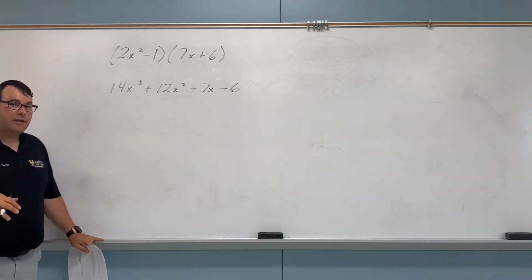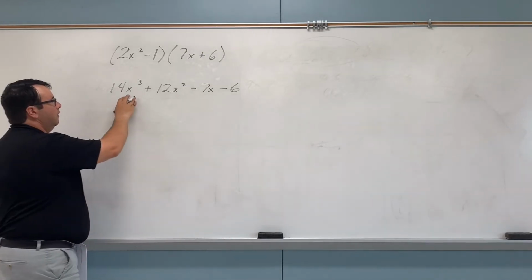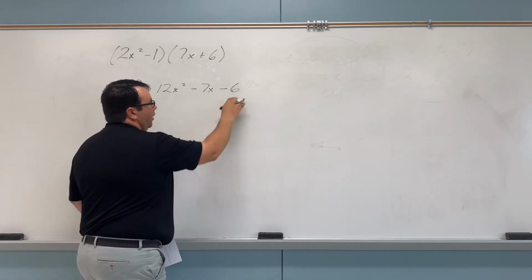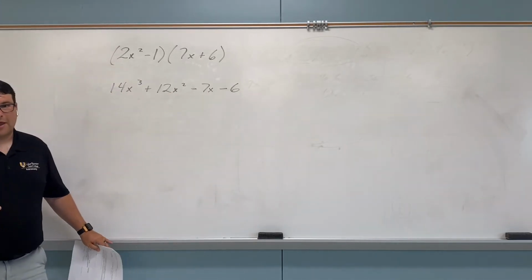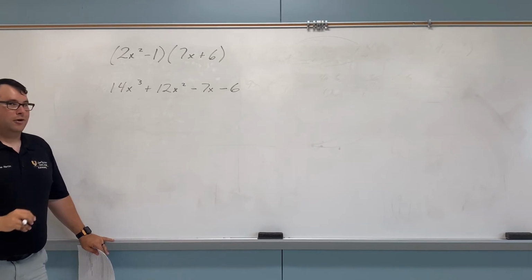Ask yourself if you have anything else that you can combine. This is an x cubed, x squared, x, and a constant value. So there's nothing that can be combined here. You are done.